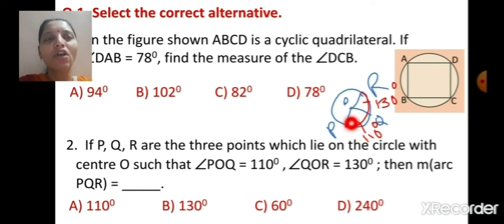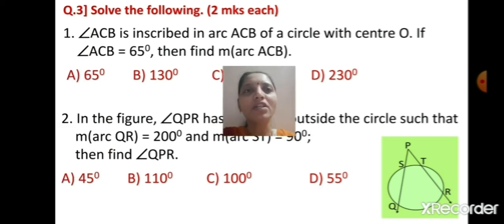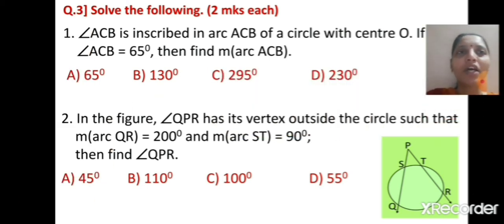So we know that the measure of a minor arc is equal to the measure of the central angle. So here angle POQ is a central angle, so arc PQ is equal to 110 degrees and arc QR will be equal to 130 degrees. So arc PQR is equal to 130 degrees plus 110 degrees, that is equal to 240 degrees. So this is the answer for this question. We have to solve such questions. Now question number 3, solve the following. These are questions where each question carries 2 marks. So these questions you have to solve and then you can find the answer.